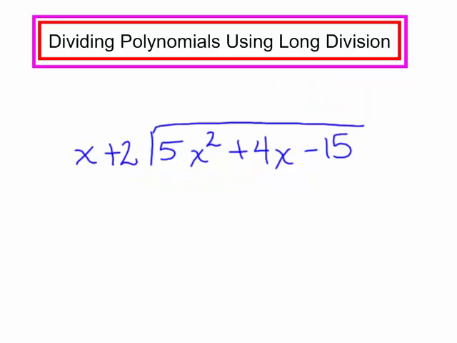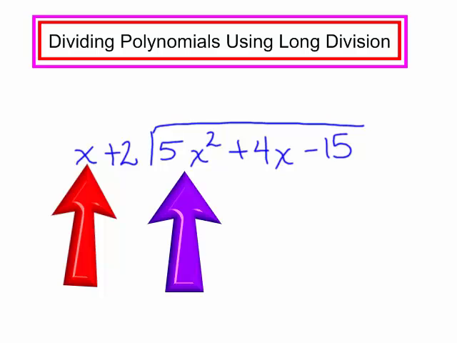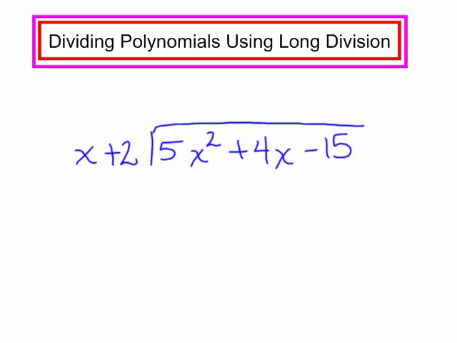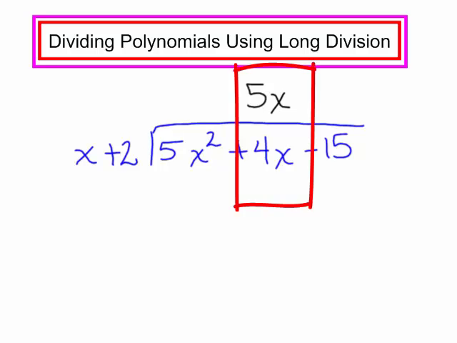So I will look at the first term in my divisor and the first term in my dividend. How do I get from x to 5x squared? Or if you divide 5x squared by x, what is your answer? Hopefully you are saying 5x. Now notice that I am lining it up over the x term in my dividend. This helps to avoid careless errors.